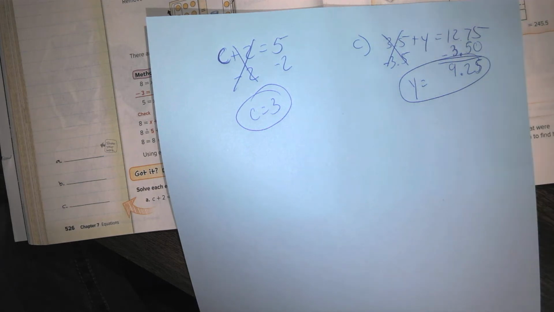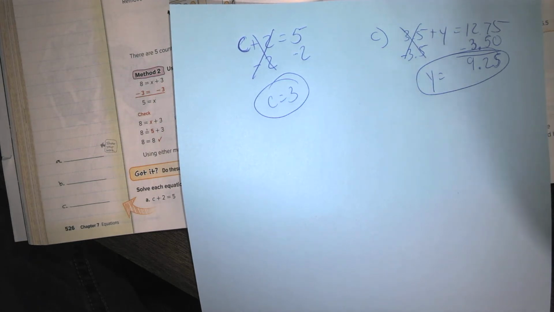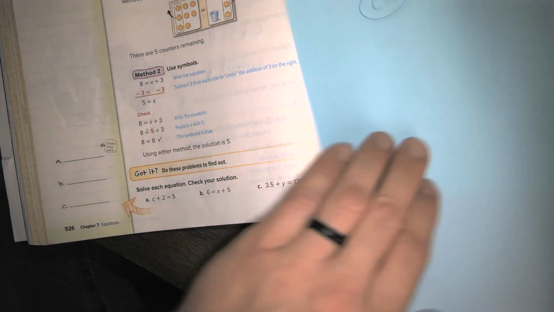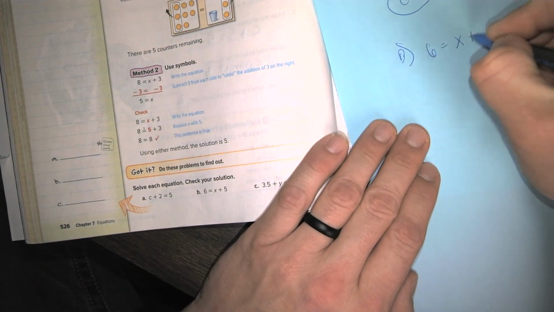So it doesn't change anything with the decimal. You're just adding and subtracting. So you always do the opposite of what's there. So letter B, go ahead and try that one. 6 equals x plus 5.